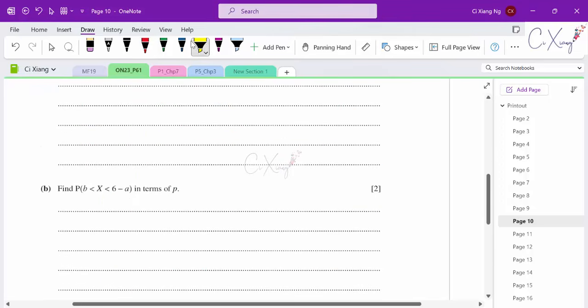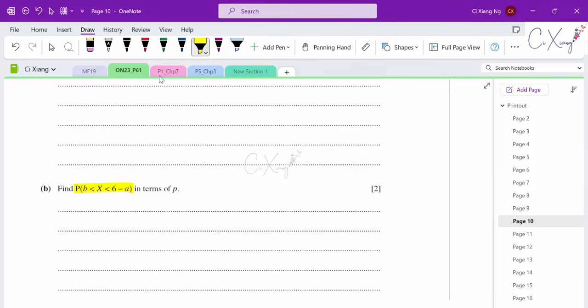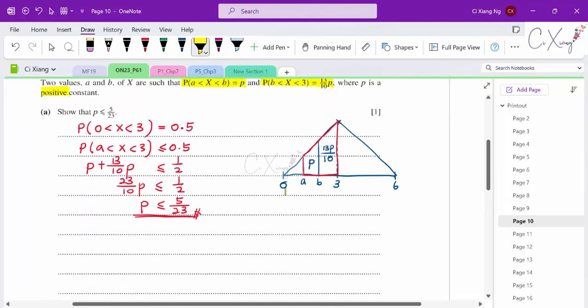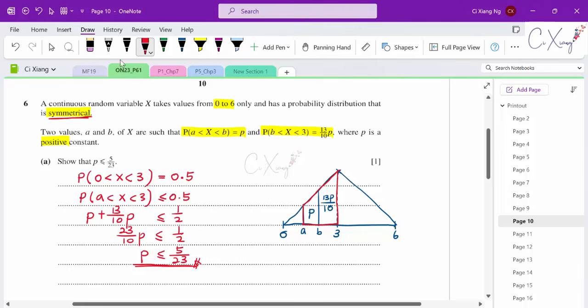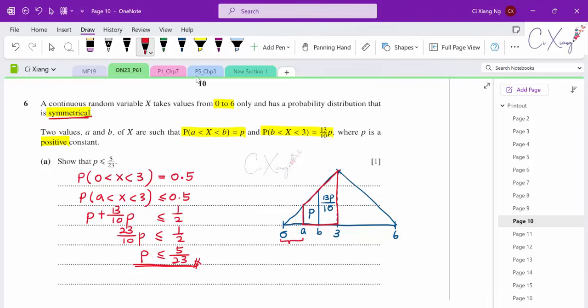For part B, they want you to find the probability from B until 6 minus A in terms of P. So let us go back here. Now they said B until 6 minus A. First of all, we need to know where is 6 minus A. From 0 until A, this is the area, so 6 minus A should be also the same here. That means the distance here is A, so this value will be 6 minus A. Can you understand what I say or not? Alright, so 6 minus A is here.